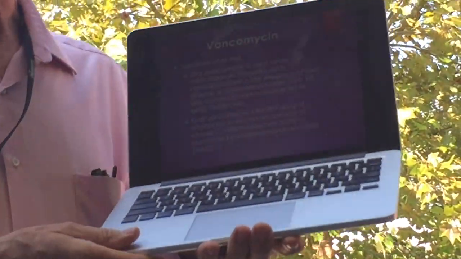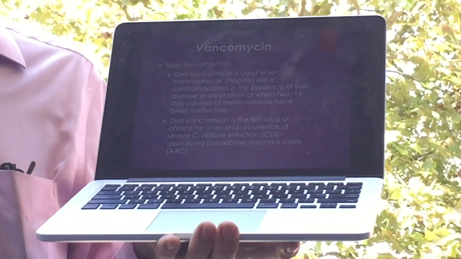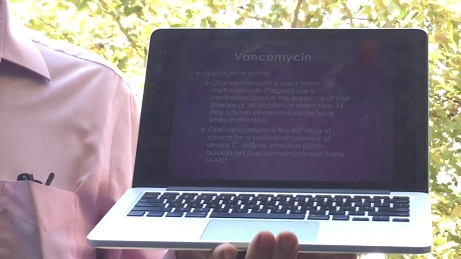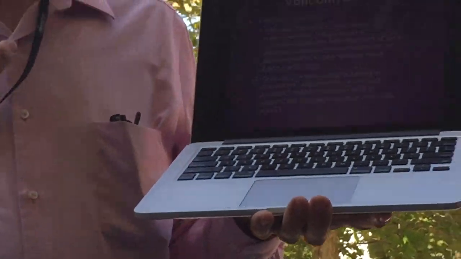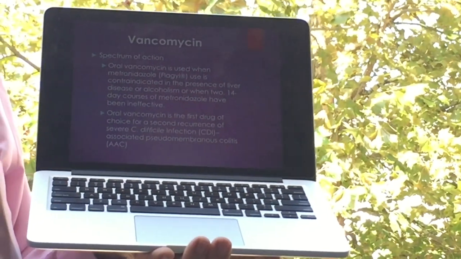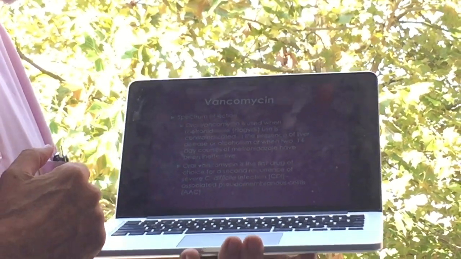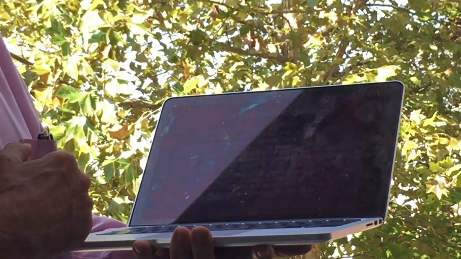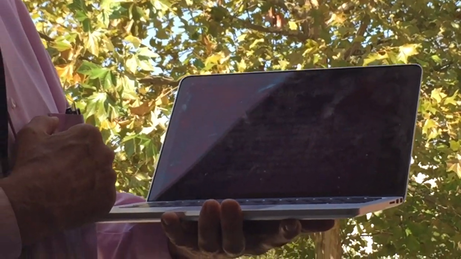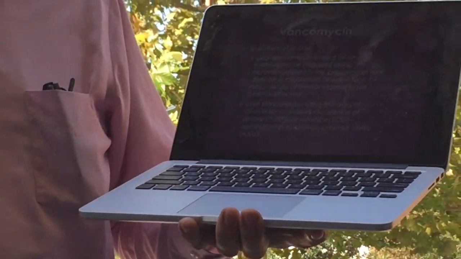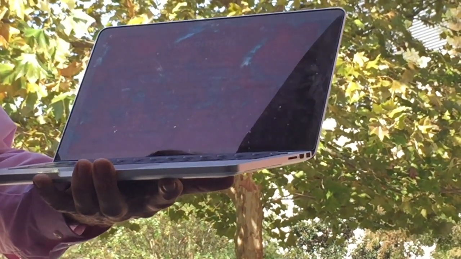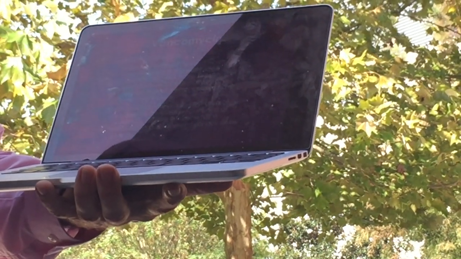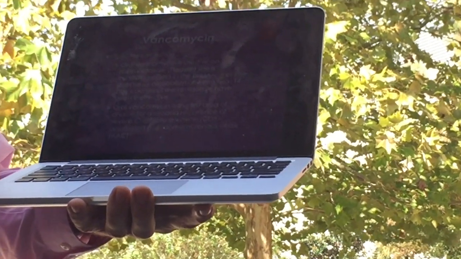Now, we'll talk about metronidazole the next time, providing the school is not burned down. So vancomycin is used after metronidazole fails in the treatment of Clostridium difficile infection. There are some contraindications to the use of metronidazole in certain patients, so vancomycin would be used maybe first choice for those patients. Oral vancomycin is the first drug of choice for second recurrence of Clostridium difficile infection.